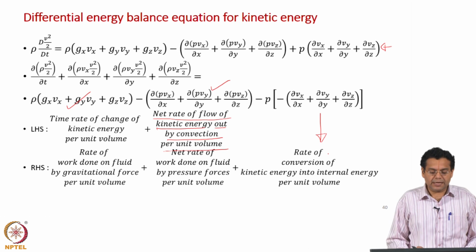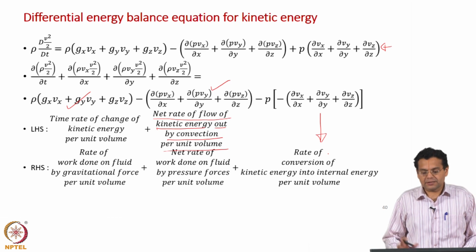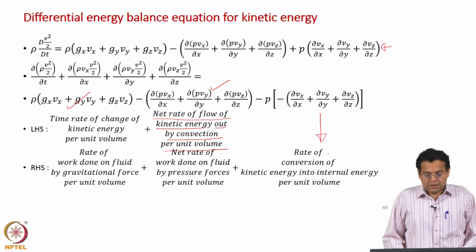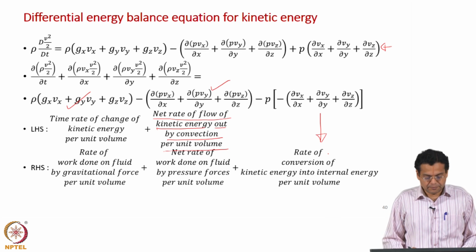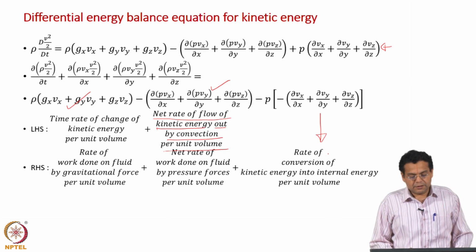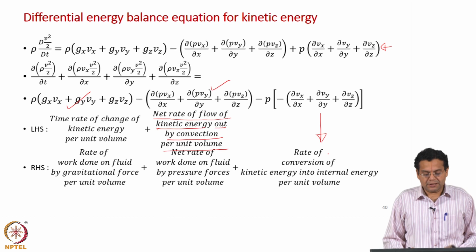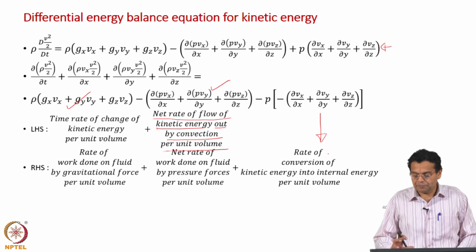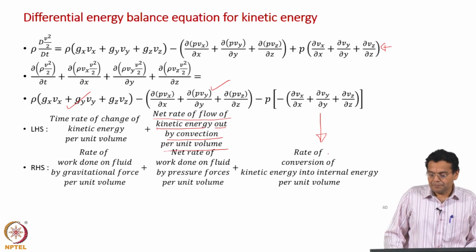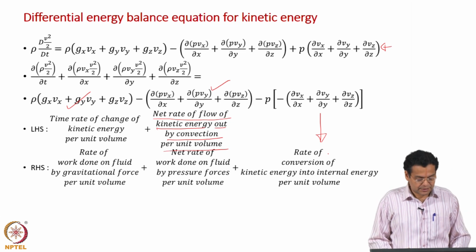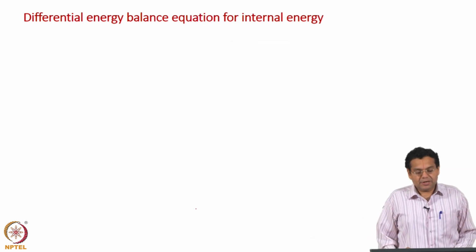What this equation tells you is that the kinetic energy can change because of all these factors. That is the overall concept which we can take from this equation. So, the terms are all analogous to any conservation equation: the transient term and the convection term on the left hand side, and then we have the rate of work done by gravitational force, pressure force, and there is a term which tells about the conversion of kinetic energy to internal energy, which we will discuss a little later.